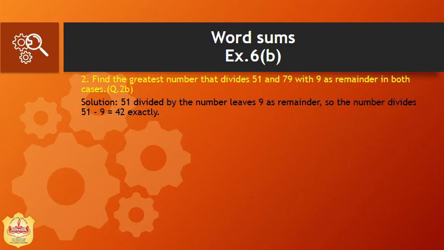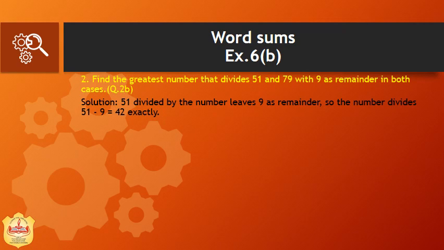it says that when we divide 51 by that greatest number which we are supposed to find out, we get 9 as remainder. So if we subtract 9 from 51, what number do we get? We get 42. And this number 42 will be divided by that greatest number which we are supposed to find out exactly. Means that greatest number will divide 42 exactly or fully without leaving any remainder.